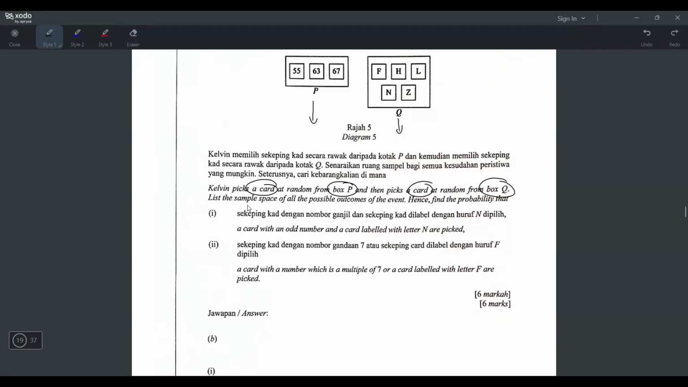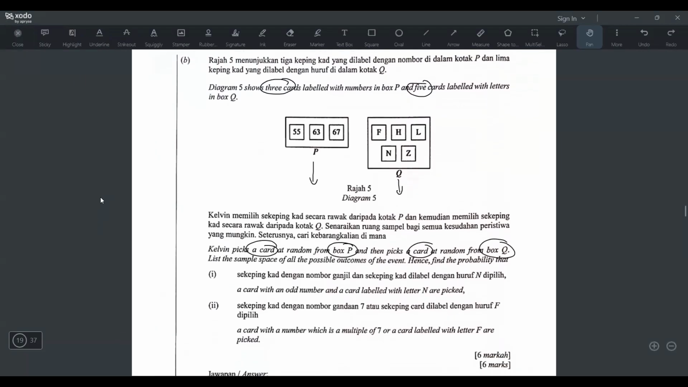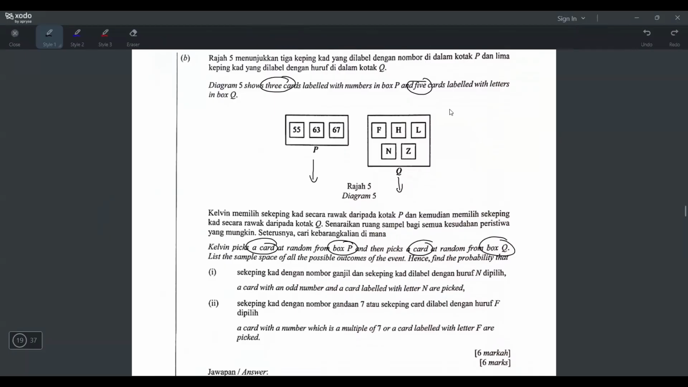Okay, let's see what they want. List the sample space of all the possible outcomes of the event. Hence, find the probability that a card with an odd number and a card labeled with letter N are picked. So they want me to list the sample space of all the possible outcomes. It means listing down all the 15 possibilities, right? For this question, I like to explain using a table, because sometimes students ask me, sir, why 15? So I will explain using a table.